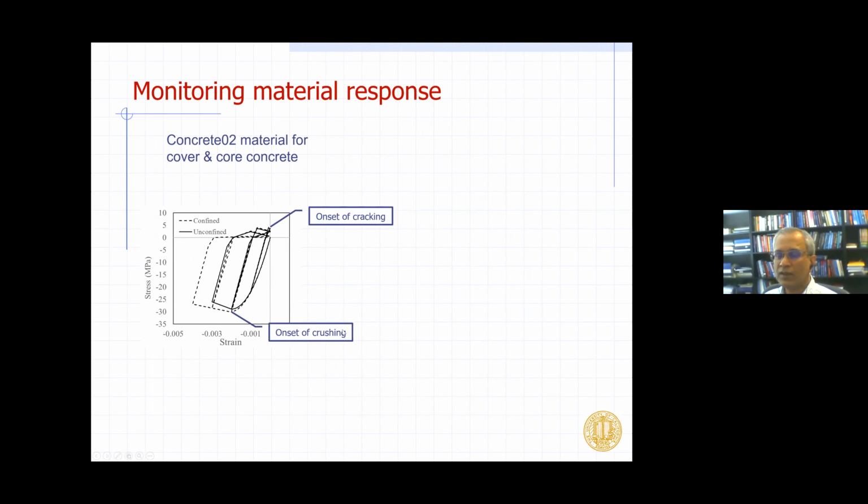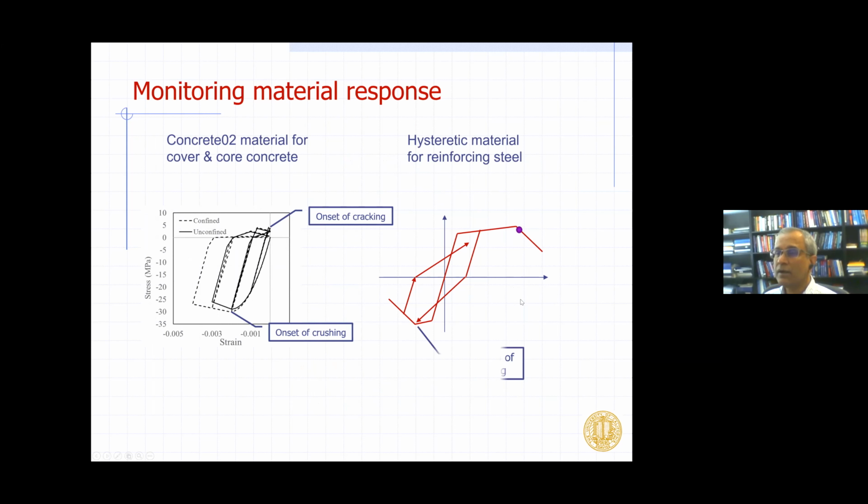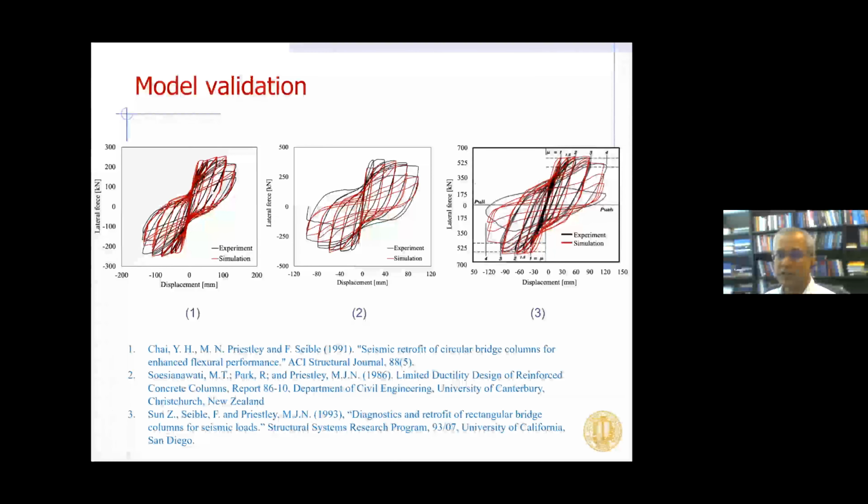When do you have the onset of crushing in the core? In terms of reinforcing steel, we use the hysteretic material. And here again, we talk about the initiation of buckling, bar rupture, and so different states that we can monitor during the simulation, and then eventually correlate them with other parameters.